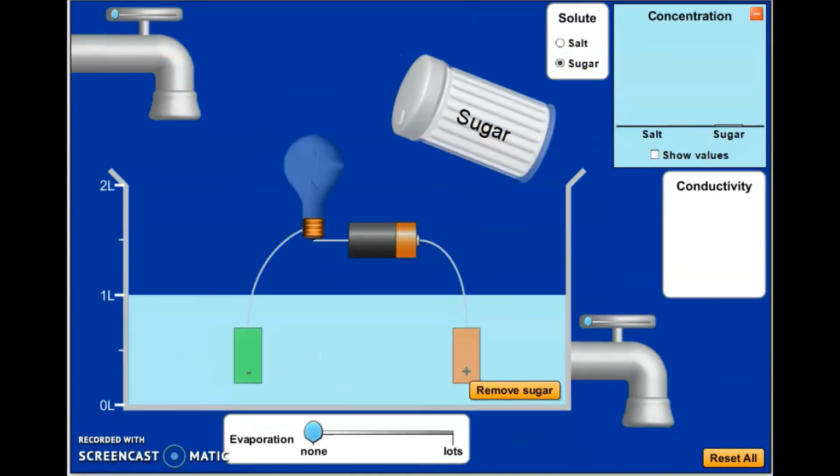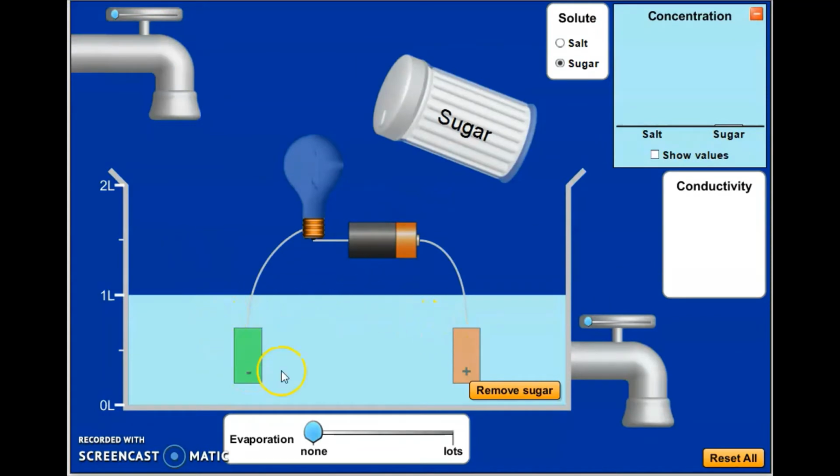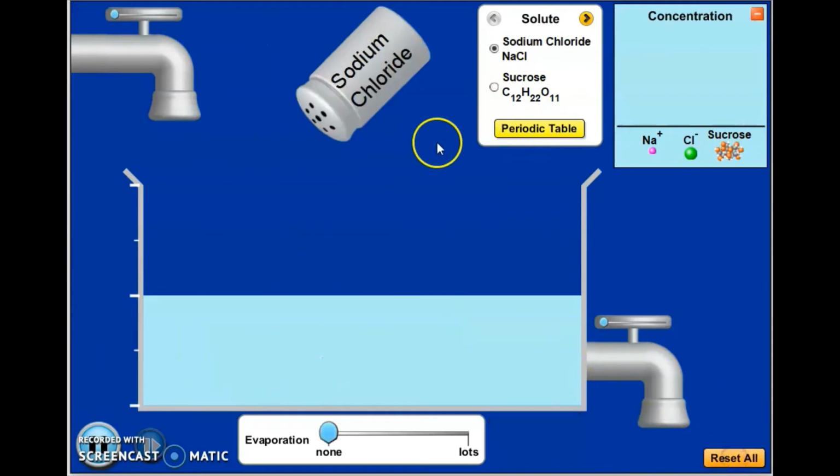So that's why when I go back here and I add my sugar to this, those sugar molecules have dissolved. They're in here, but they're still together as individual neutral molecules. So there's no electricity being conducted here at all. This will work with, let me remove this, this will work with any solute, okay?